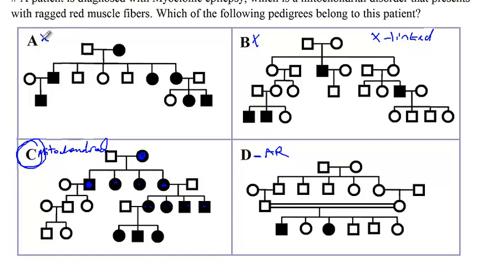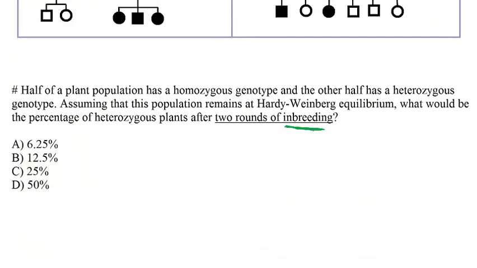And then choice A, to be more specific, is an example of an autosomal dominant mutation where the mother has affected certain individuals in the population, and then that generation also continues to affect the next generation. Moving on to the final question.